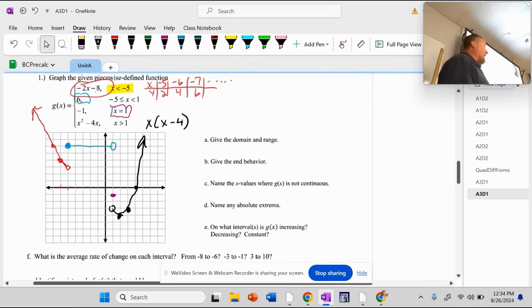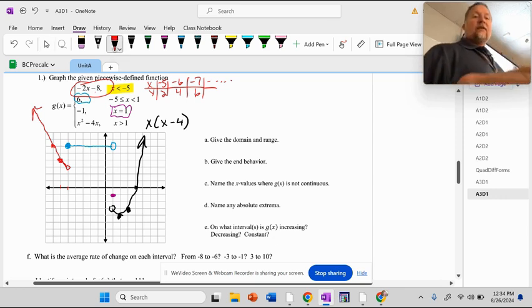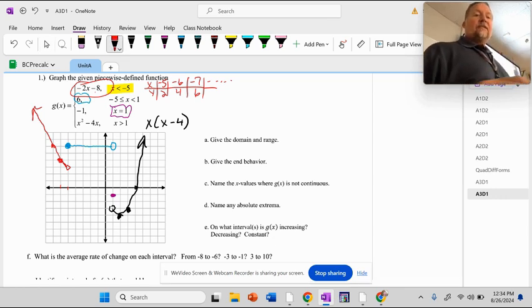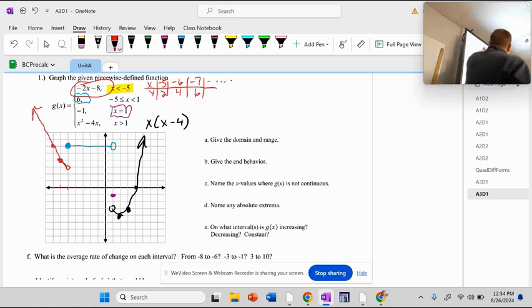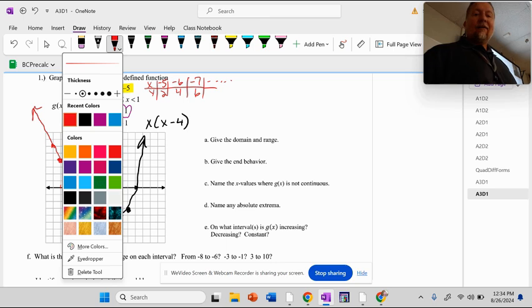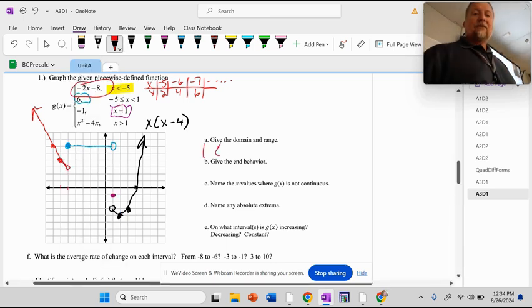Okay, definitely not connected. This is discontinuous, and they do ask that. Okay, domain. When you look at these domains, they go forever backwards to -5, include -5 to 1, include 1, and then everything greater than 1. What's the domain? Anyone? All real numbers. So domain is all real numbers.